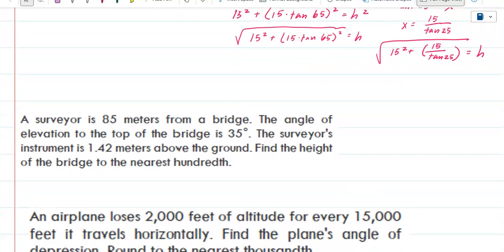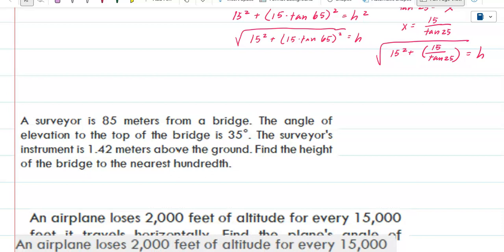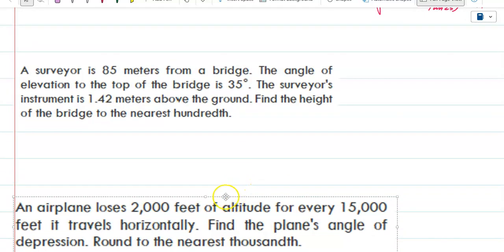Okay, let's move on. I think these two were on your homework. It says here a surveyor is 85 meters from a bridge. The angle of elevation to the top of the bridge is 35.